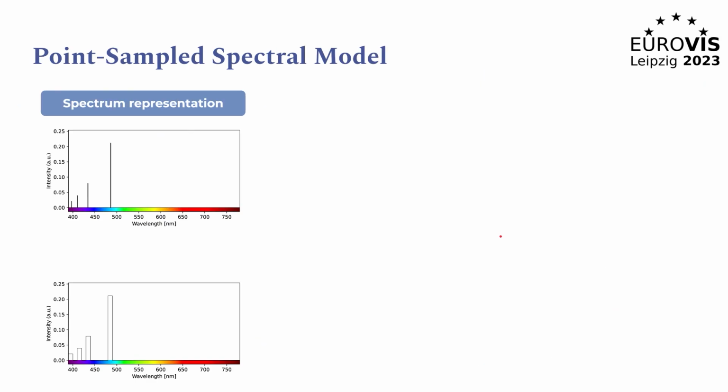A simple approach to apply the Doppler effect to spectral volume rendering would be to use the traditional point-sampled spectral model. In this model, we divide the spectrum into N bands. For example, this emission line spectrum will be mapped into this band spectrum.